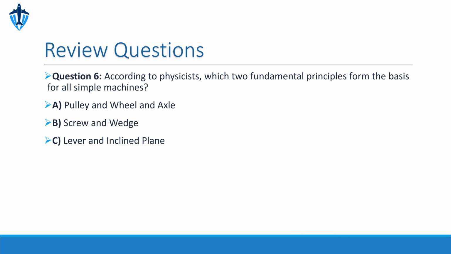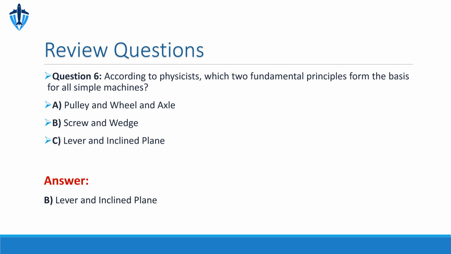Question 6. According to physicists, which two fundamental principles form the basis for all simple machines? A. Pulley and wheel and axle. B. Screw and wedge. C. Lever and inclined plane. The correct option is C.